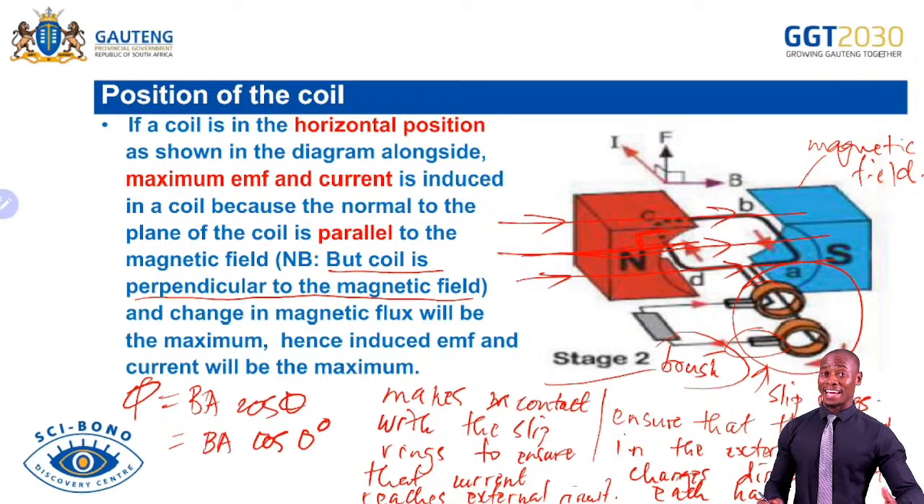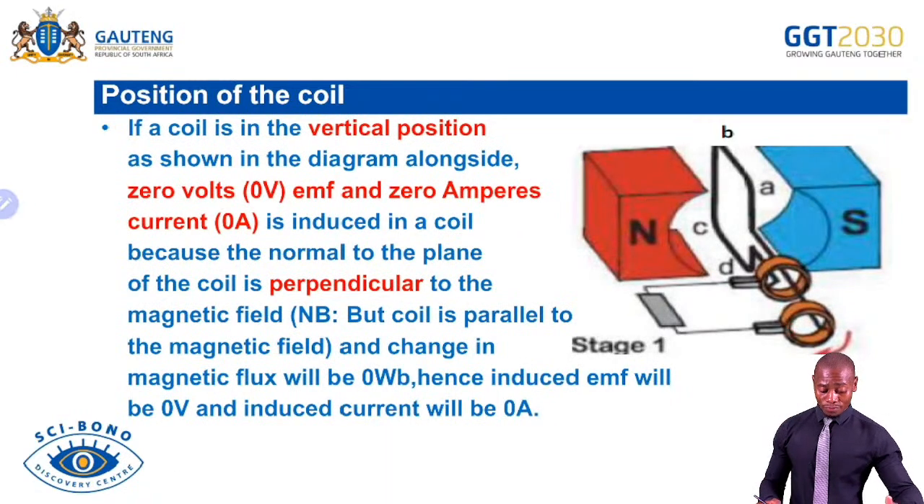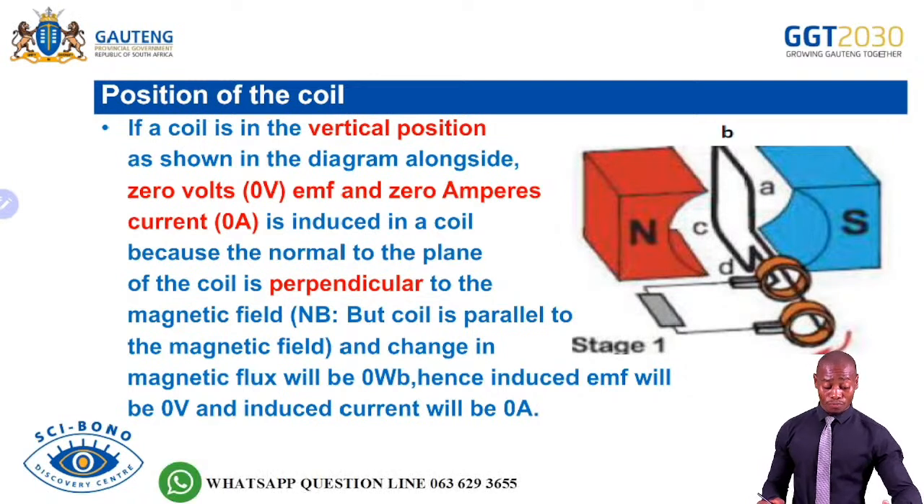All right. So I've talked about an AC generator. Why am I saying this is an AC generator? Because of the slip rings. So what is the function of the slip rings? It is to ensure that the current in the external circuit changes direction after each half turn. We have talked about the function of what, of the brushes. They make contact, all right, with the slip rings to ensure that the current also reaches what? The external circuit. All right. So that is an AC generator.